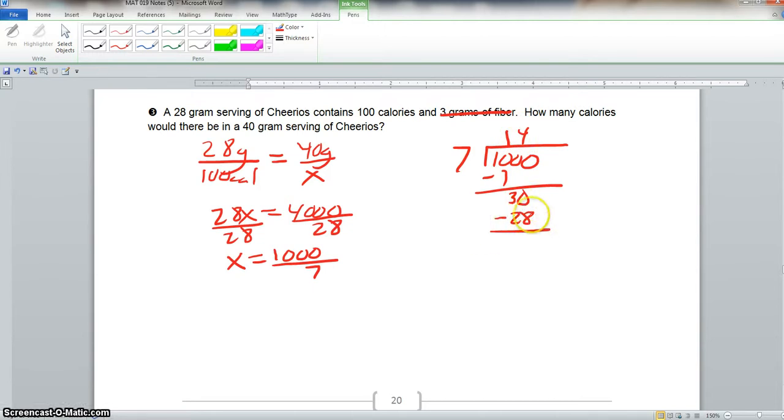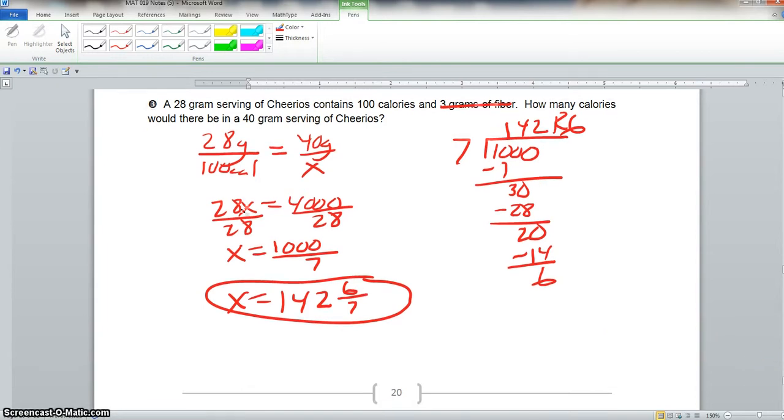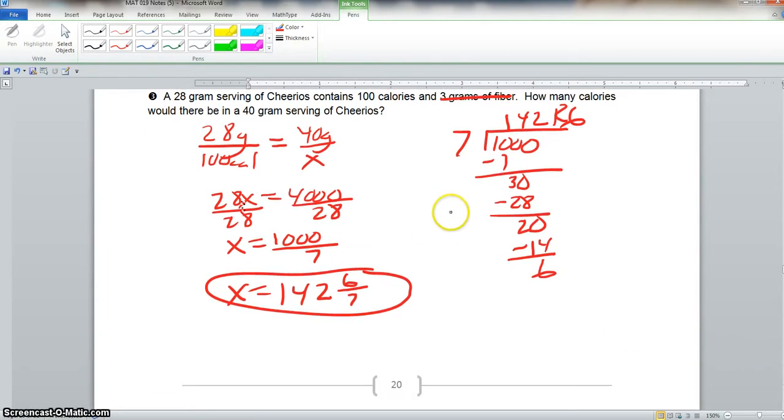30 minus 28 is 2. Bring down our 0. 7 goes into 20 twice. So 20 minus 14 will leave us 6. That will be a remainder of 6. And we could write x is equal to 142 and 6 over 7. And we could leave our answer as such. Now, we're done with this section here.